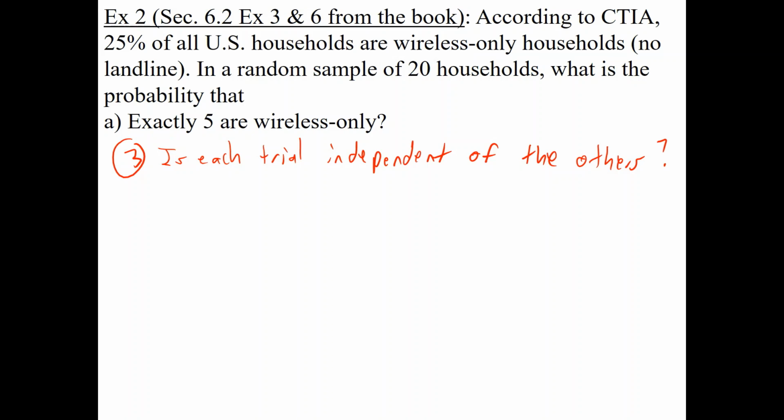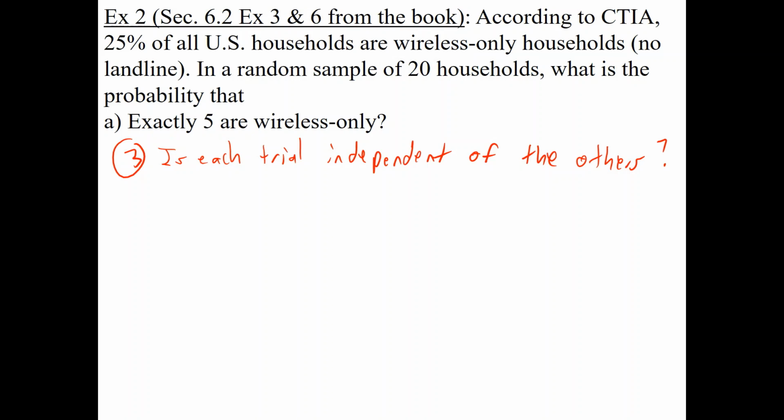Now, this is the part where we're going to have to fake it a little bit. The problem says we're taking a random sample of 20 households. When you hear something like that, usually it means that we're not selecting one at a time. Usually it means we're selecting all at once. And if you select all at once, then the individual households that you selected are not independent of each other, because if you put them in a list or something, the second household has no chance of being the first one, so they're not independent.